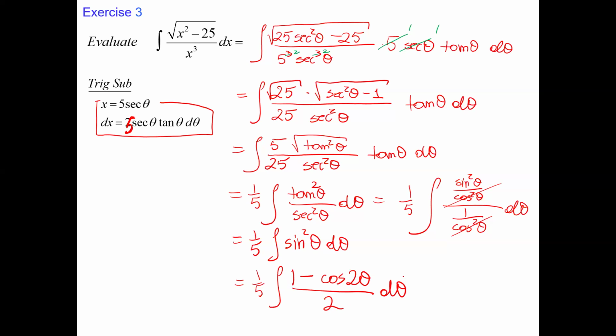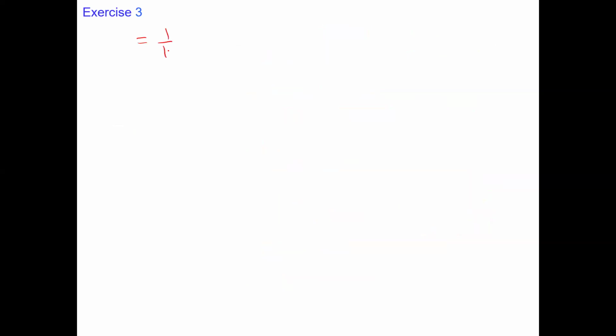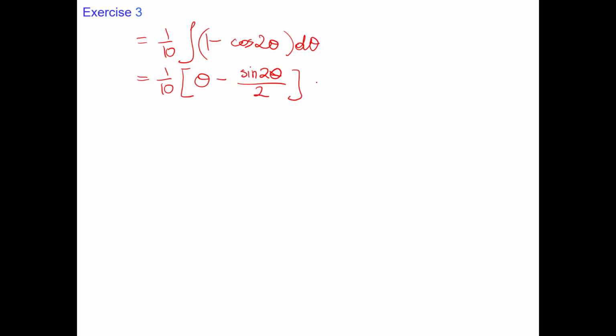Let's rewrite. 1/2 I can put in front, 2 times 5 is 10, and 1 minus cosine of 2 theta, d theta. So 1/10. The integral of 1 d theta is theta. The integral of cosine 2 theta is positive sine of 2 theta over 2. Okay, we did it. The only thing, we will not get the sine of 2 theta. We have to rewrite this.